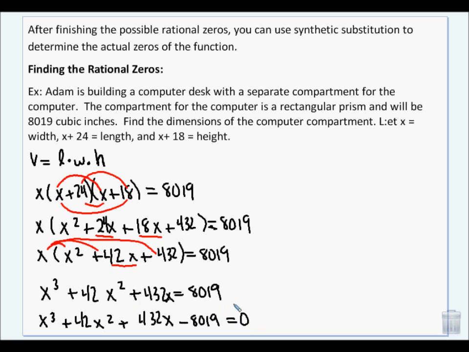But then I need to set the whole polynomial equal to 0 in order to be able to solve it. So I subtract that 8,019 from both sides. Alright, so from there, we've now got this x to the third plus 42x squared plus 432x minus 8,019 is equal to 0.